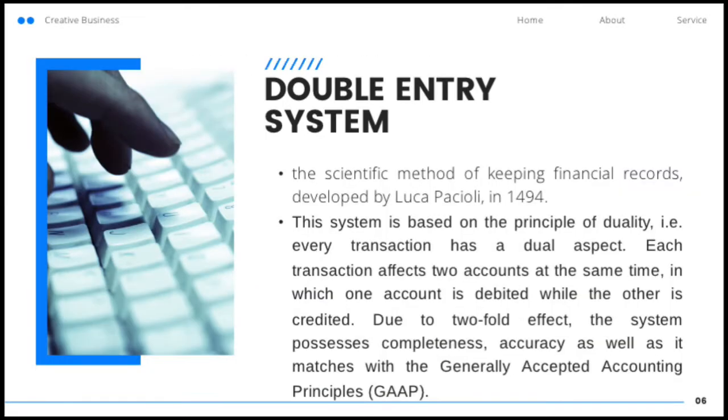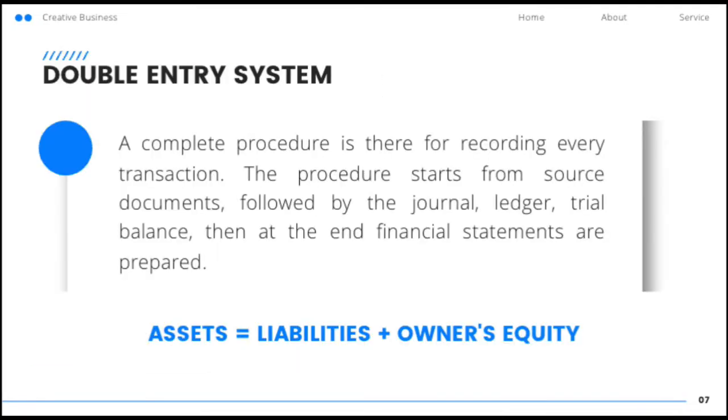On the other hand, double entry system is the scientific method of keeping financial records developed by Luca Pacioli in 1494. This system is based on the principle of duality. Every transaction has a dual aspect. Each transaction affects two accounts at the same time, in which one account is debited while the other account is credited. Due to twofold effect, the system possesses completeness, accuracy, as well as it matches with the generally accepted accounting principles or GAAP. A complete procedure is there for recording every transaction.